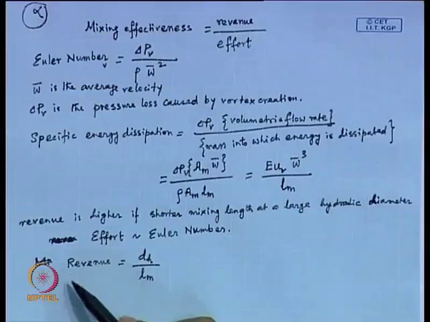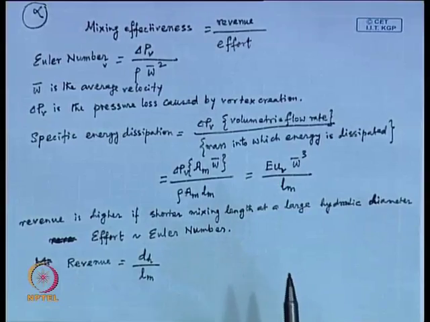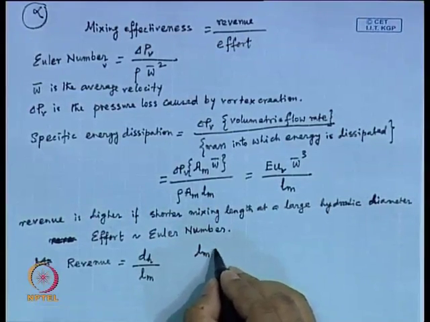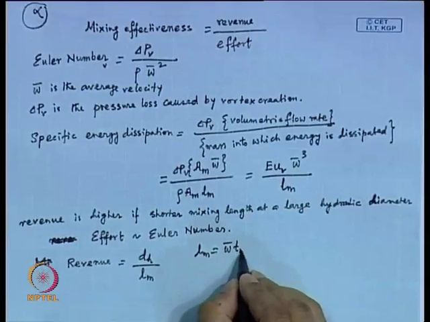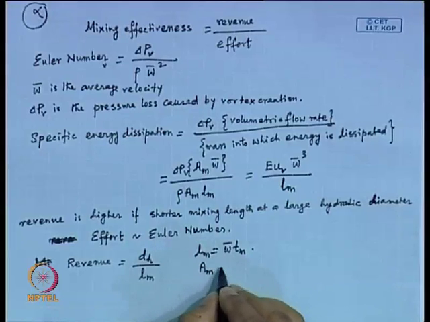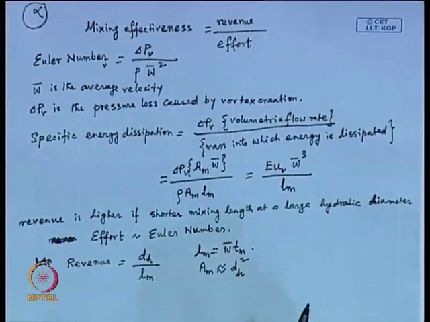So, this is how you are defining the revenue, okay, such that revenue is higher when you achieve mixing in shorter mixing length for a large volumetric flow. Now, one thing you must understand is that this L m is nothing but W bar into T m, okay, and A m is of the order of dH square, hydraulic diameter to the power square. I mean, that is how the hydraulic diameter is defined. I am not saying it is equal, but it is of the order of, and L m is W bar into T m.